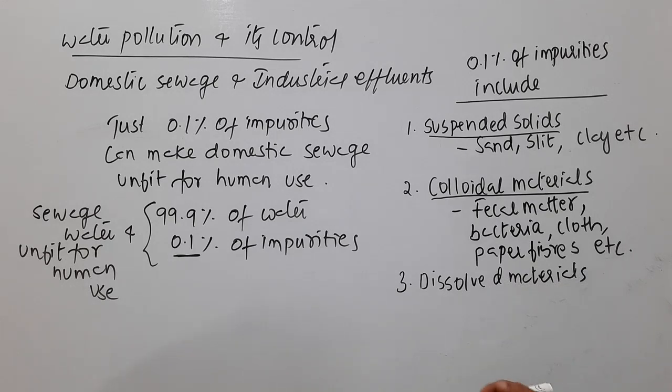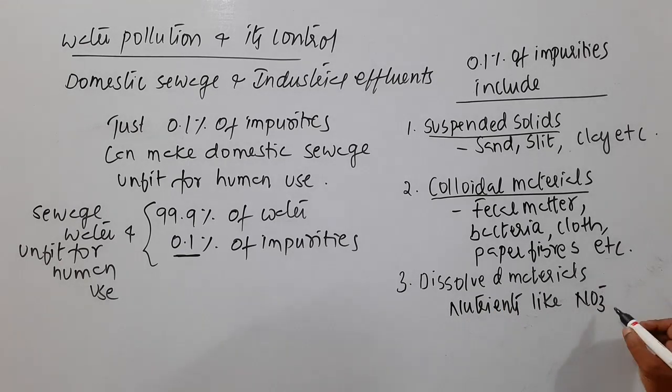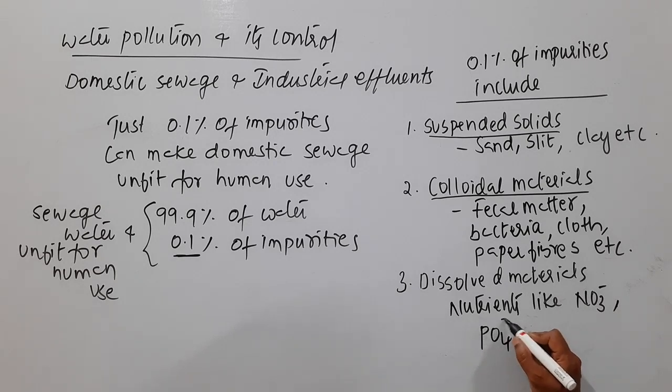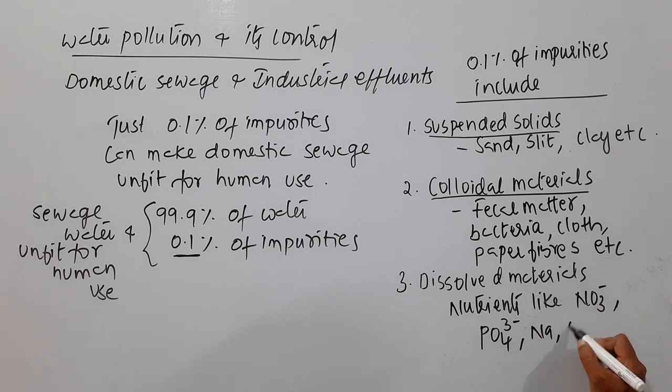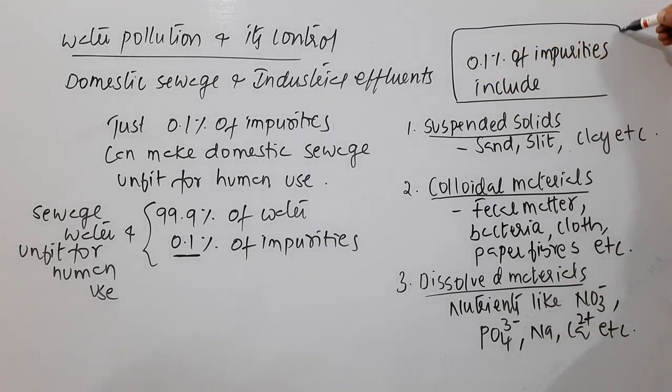So these dissolved materials will be nutrients, and those nutrients, you may see nitrates in them. Then it may also have phosphates, and may have sodium, calcium, etc. So these are all the dissolved materials. It may have nitrates, phosphate, sodium, calcium, and many other substances may be present. So this 0.1% of impurities may include mainly these three things: suspended solids, colloidal materials, and dissolved materials.